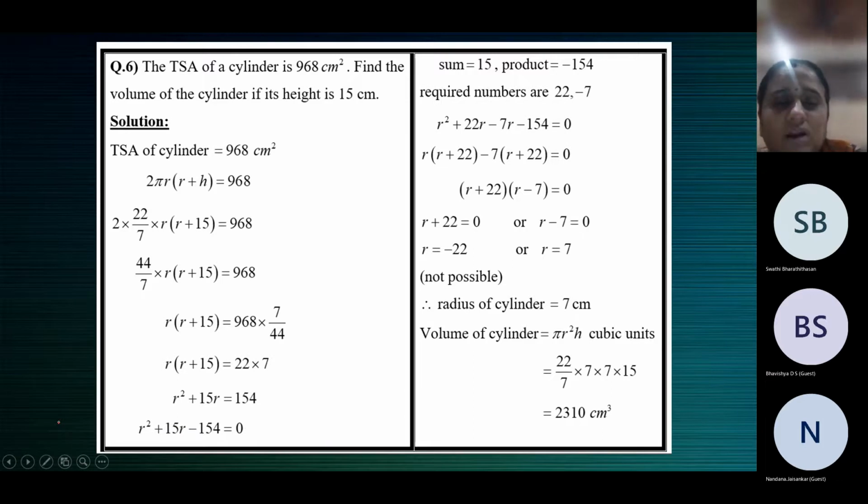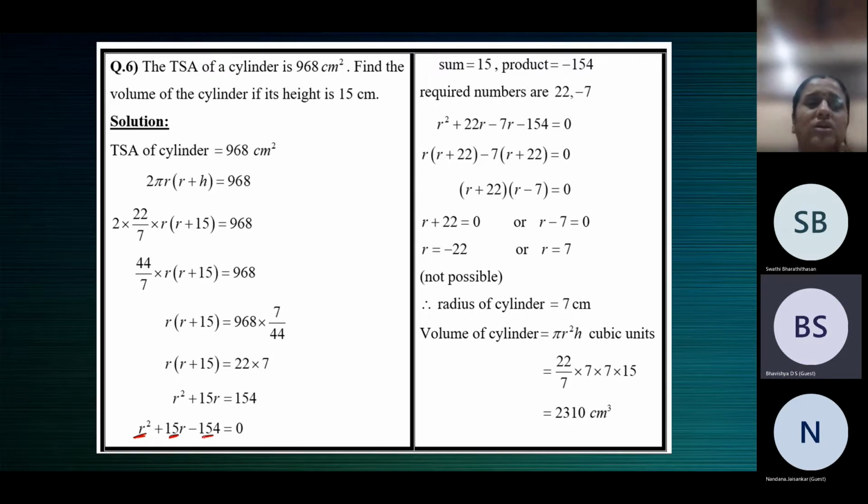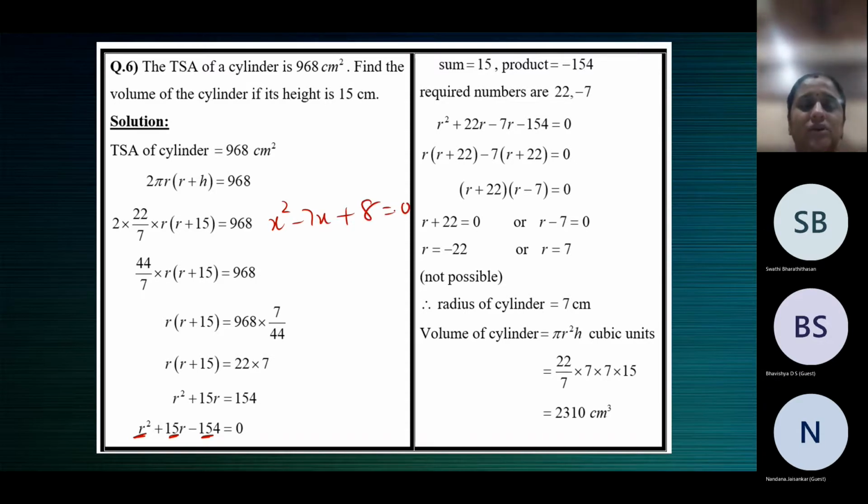To solve this, we use a method called splitting the middle term. Now, when to use this method? When you have three terms like this: an r square term, one r term, and one constant. Supposing you have x square minus 7x plus 8 is equal to 0, you have an x square term, one x term, and a constant. Then we solve an equation like this, which is called a quadratic equation, by splitting the middle term.